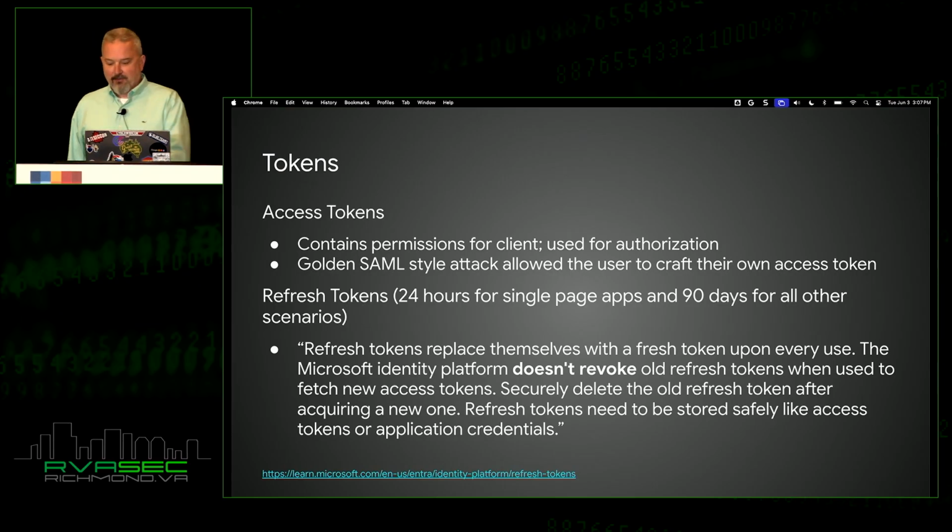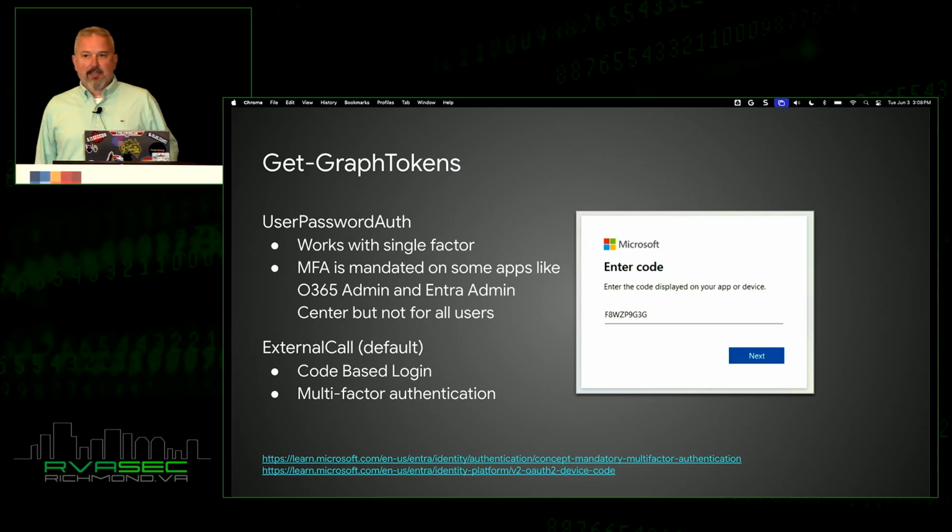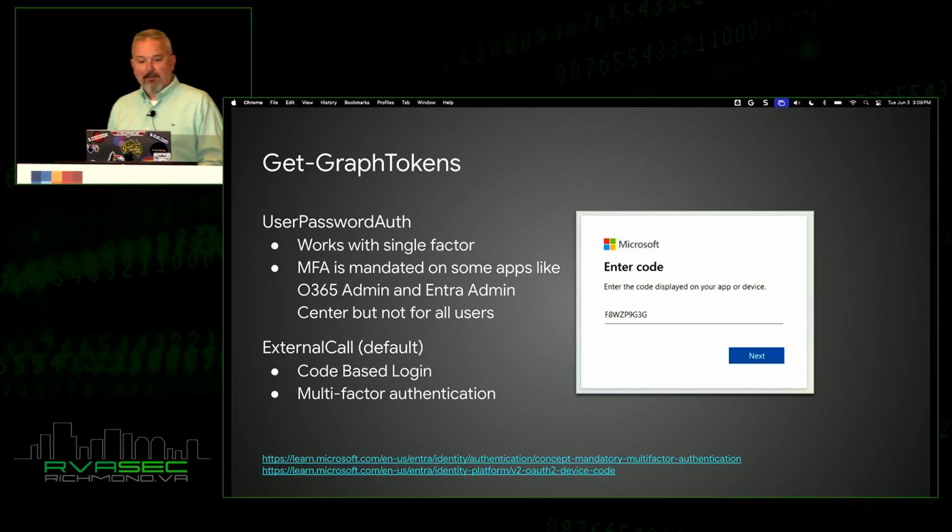Refresh tokens are the challenge here that we're going to start looking at, and you're going to see some of the pain points that get inflicted if we don't take good care of them. So to gain initial access, I can issue a PowerShell command called Get-GraphTokens, and there are 2 different options. There's the old user password auth: get a password for a user, I password spray, I can authenticate, I'm in, right? Oh, MFA, everybody's got to have MFA on their cloud.